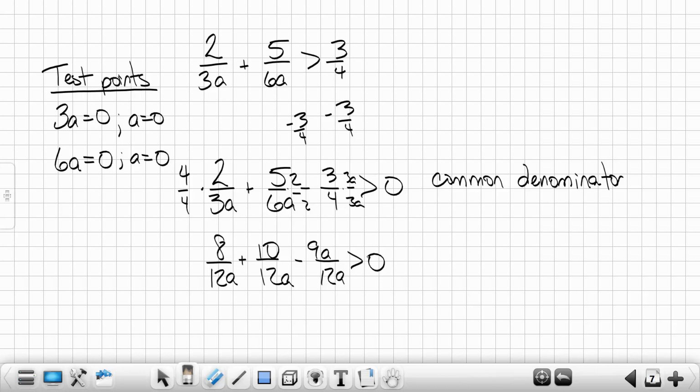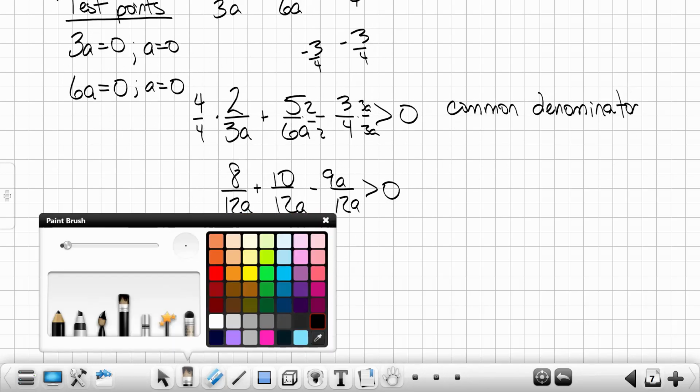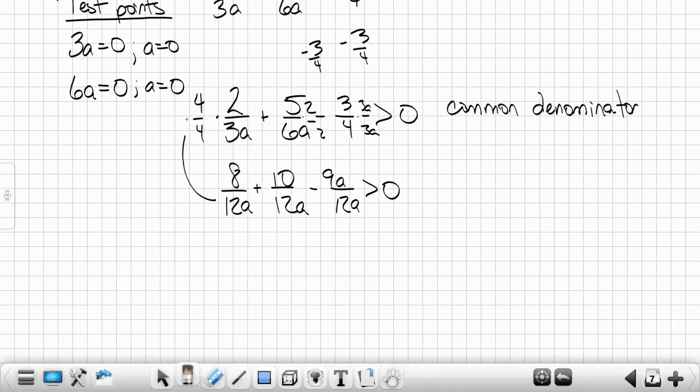Okay, is everybody okay with the fact that I just moved 3/4 over and then I got a common denominator? Yes. So let's go ahead and combine them all. So if it did, it's not going to create a new test point. It's not going to create a new test point, but if it did, we might want to write down over here whatever the new one is.